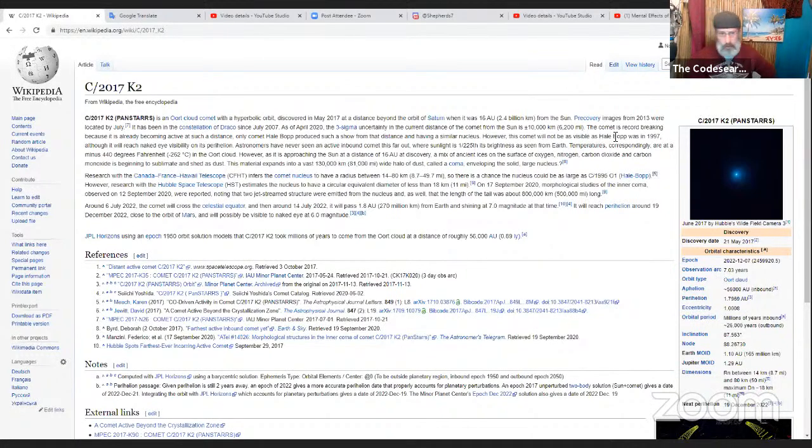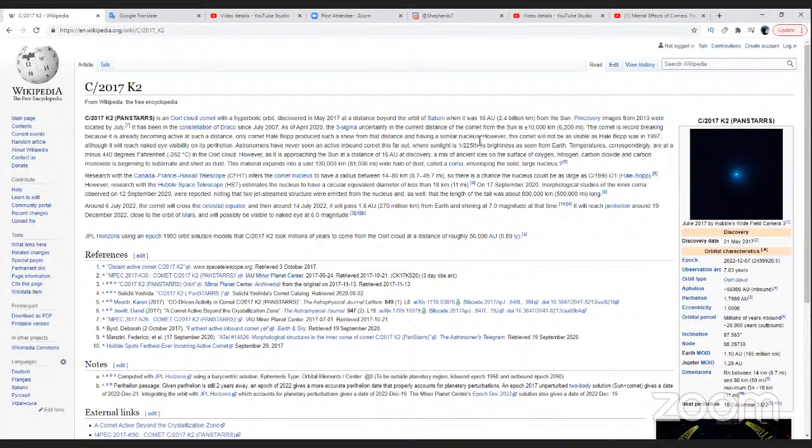The comet is record breaking because it's already become active at such a distance. Only comet Hale-Bopp produced such a show from that distance, having a similar nucleus. So if you guys recall, there was a comet in the mid-90s, I think it was, called Comet Hale-Bopp, and it was seen in the sky. So here we are again with another one that seems to be having the same characteristics.